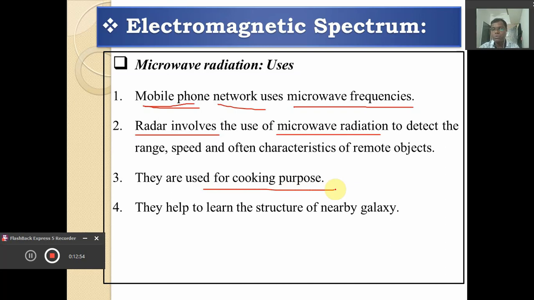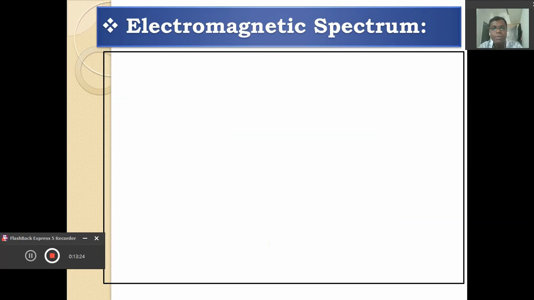We are using the microwave oven in the kitchen, and the radiations in the microwave oven are microwave radiations. These microwave radiations are also helpful to study the structure of nearby galaxies. So this also has an important use from the point of view of astronomy. These are some uses of microwave radiation.